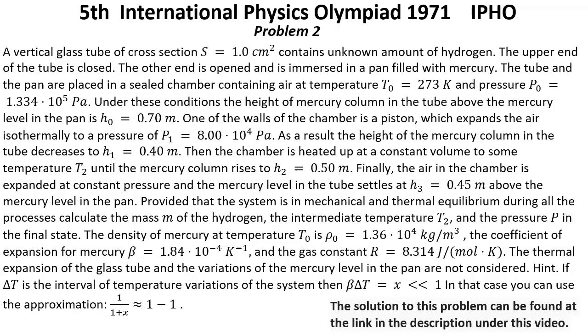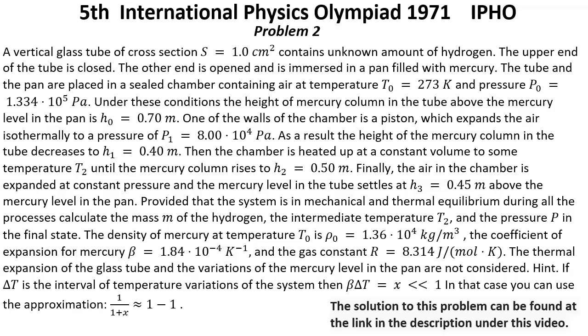One of the walls of the chamber is a piston, which expands the air isothermally to a pressure of P1 equal 8.00 multiplied by 10 power 4 Pascal. As a result, the height of the mercury column in the tube decreases to H1 equal 0.40 meters.